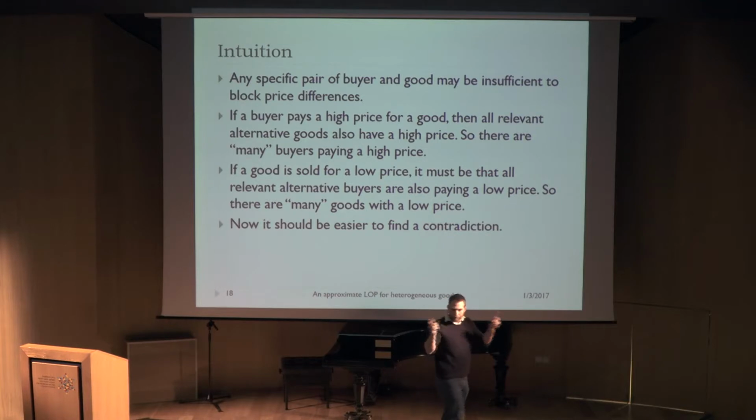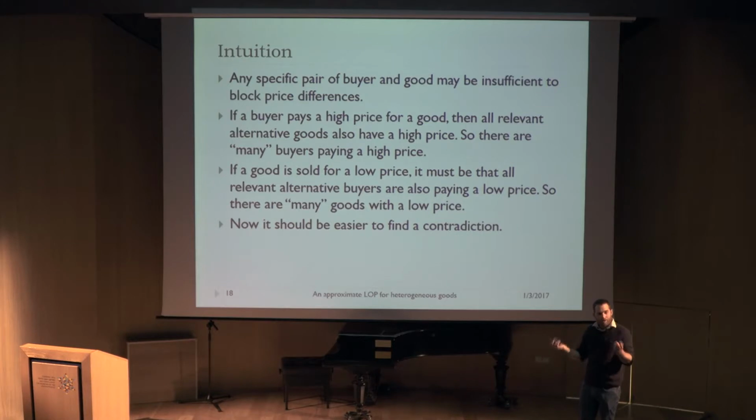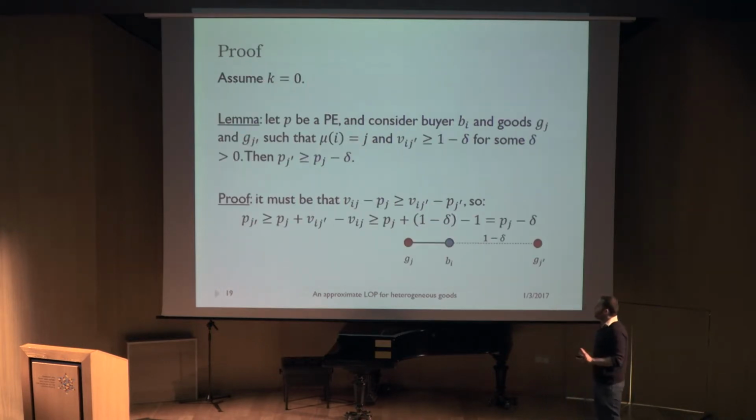So now we have a lot of goods with high price and a lot of buyers that pay a high price. If we have another good which is low priced, then there could be potentially many buyers that want that good, okay? So all of them should be paying low prices. So now we have a lot of buyers that are paying high price and a lot of goods that are sold for a low price, and that should already be some kind of contradiction. Okay, this is for economists. Now for the computer science guys, most of you.